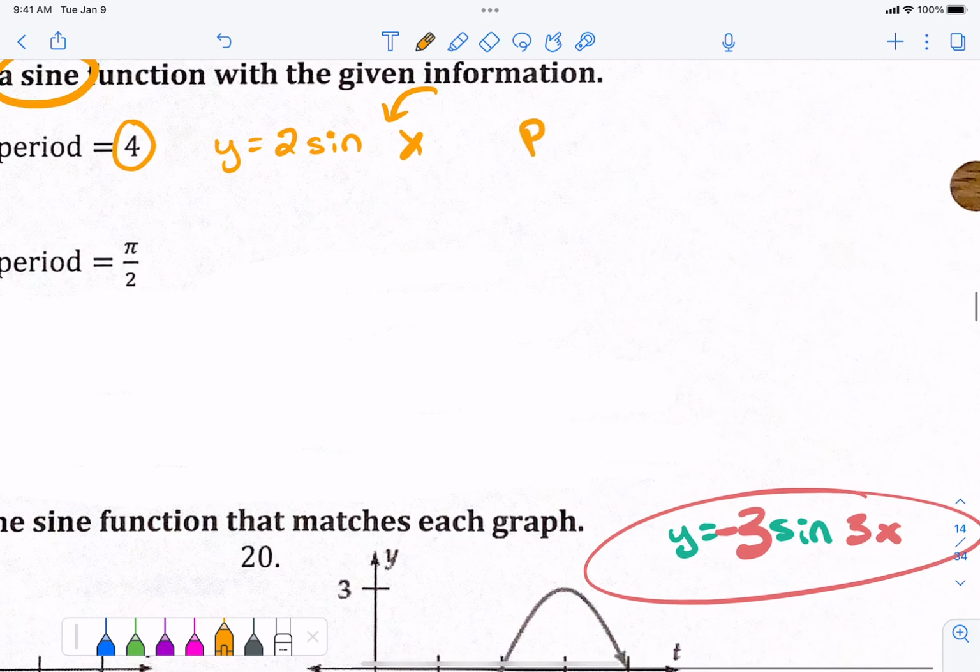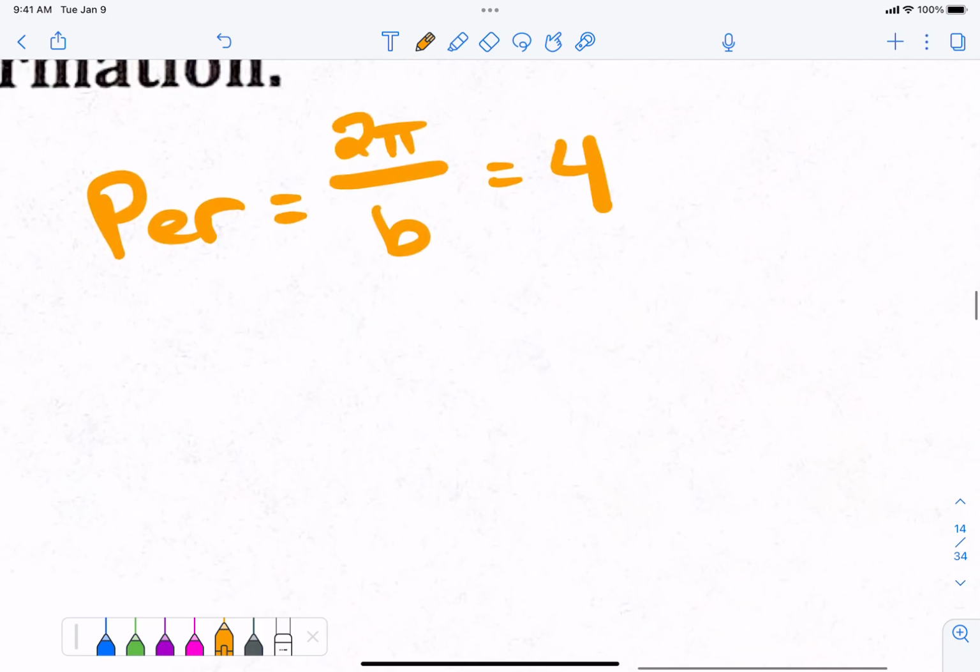So in order to find the period, what do we do? What do we do to find period? 2 pi over B, okay? But I know that that has to be equal to how much? That has to be equal to 4, right? I just want that equal to 4. Not 4 pi, just 4, right?